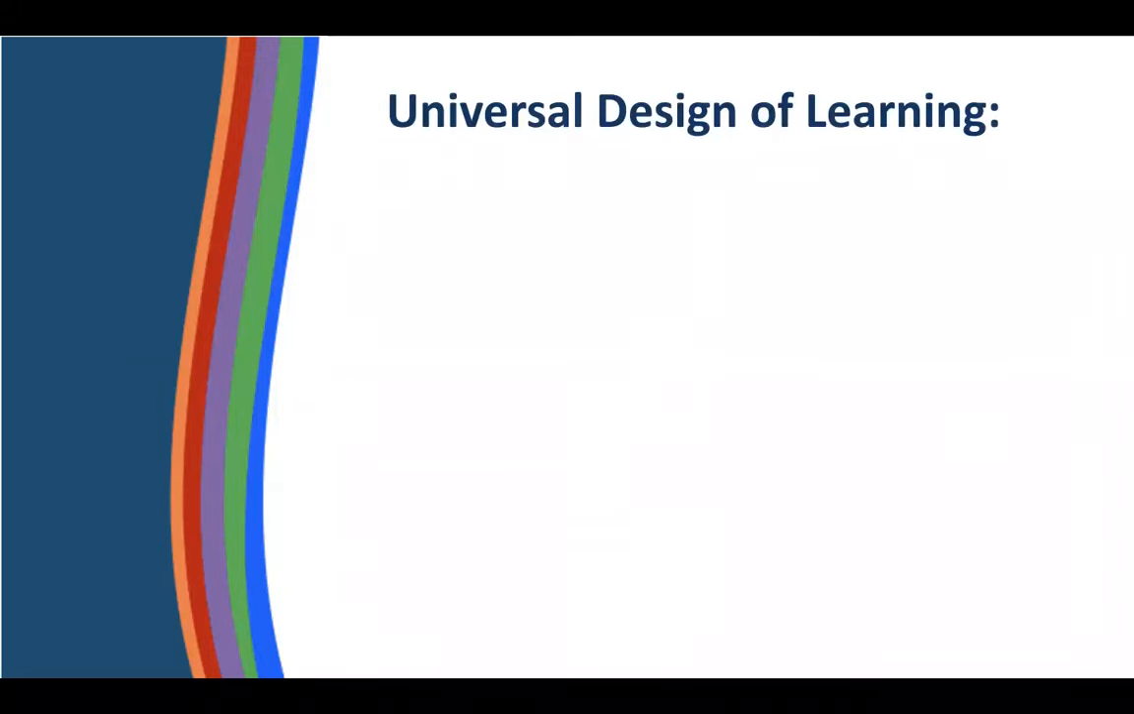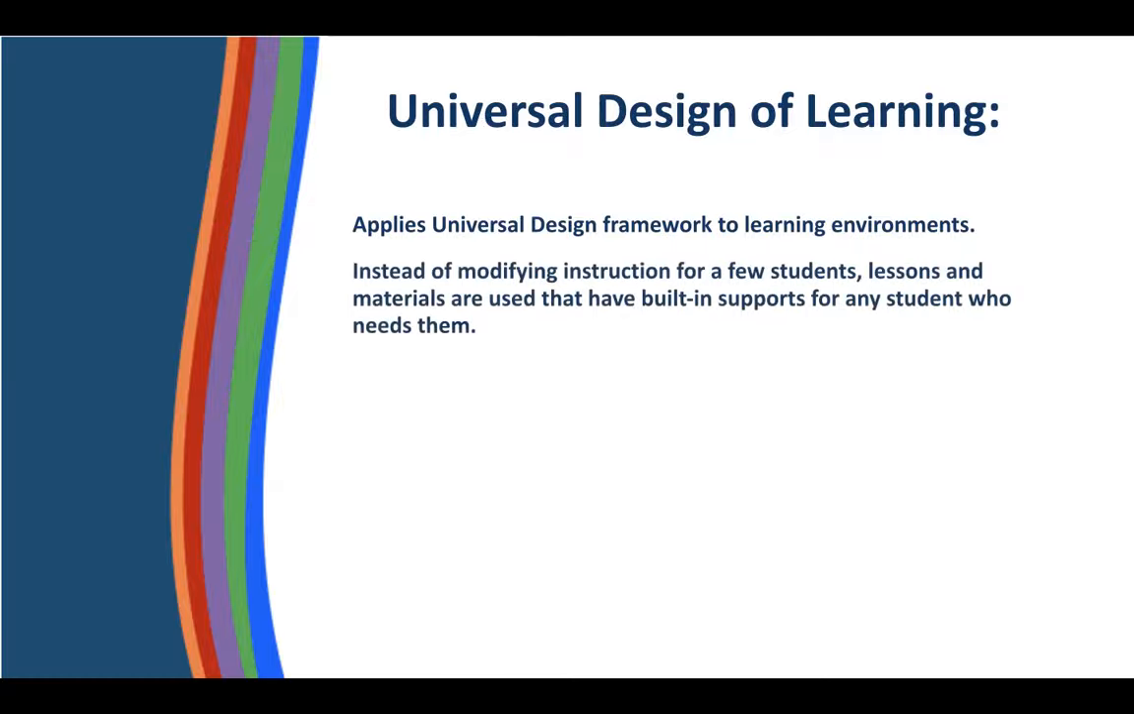So universal design for learning takes the principles of universal design from architecture and applies them to reducing barriers in the classroom. Instead of modifying instruction for a few students, lessons and materials are used that have built-in supports and choices for any student who needs them. UDL helps us to rethink and proactively respond to what aspects of the learning environment might prevent students from learning or being successful from the start.